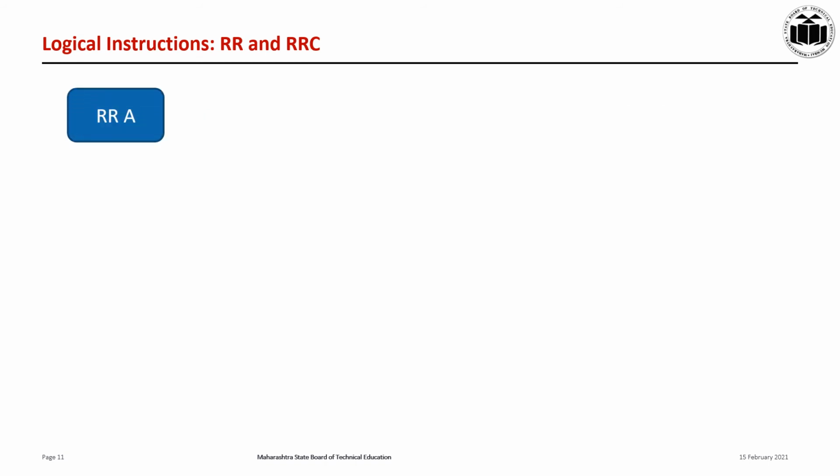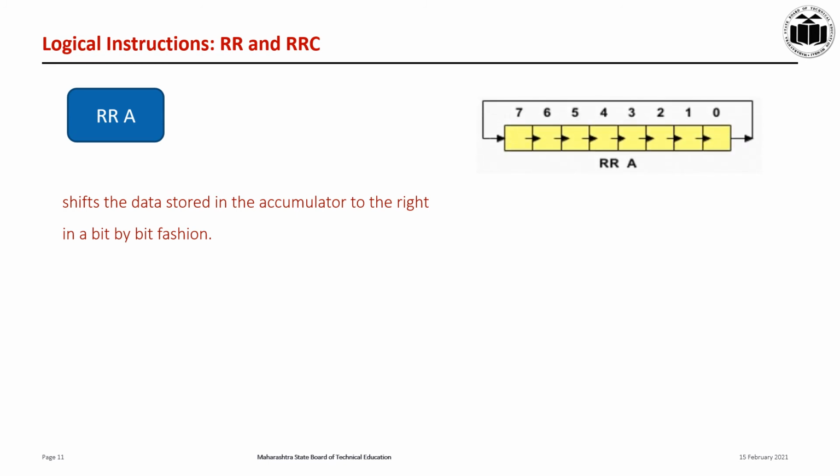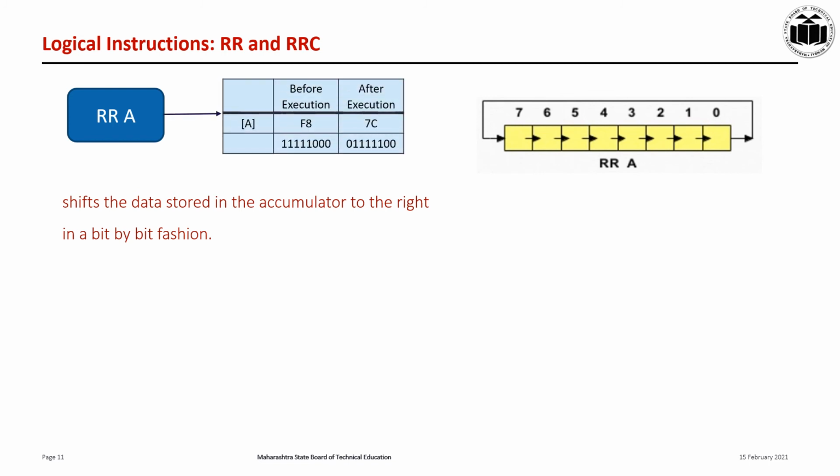Rotate right, RR A. This instruction shifts the data stored in the accumulator to the right in a bit-by-bit fashion. The data in the LSB is shifted to the MSB. It does not affect the carry flag. If the accumulator contains F8H, after execution of this instruction, the accumulator contains 7CH.